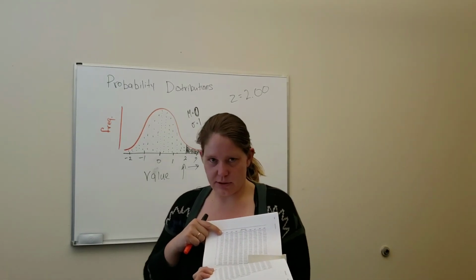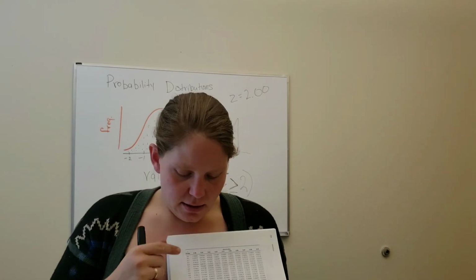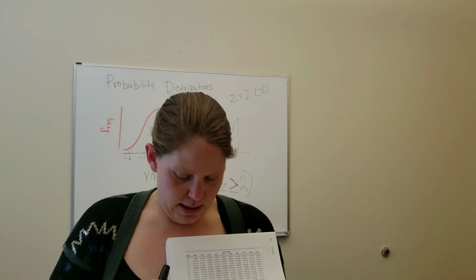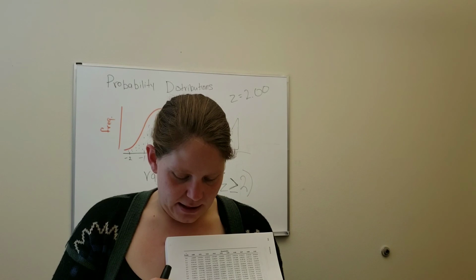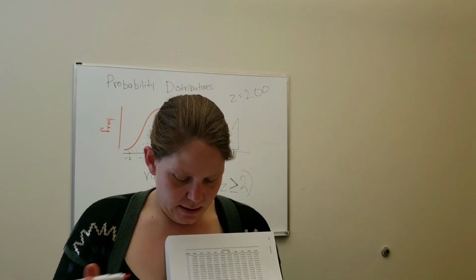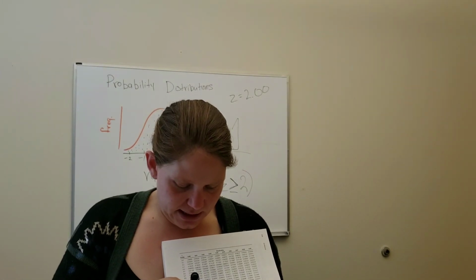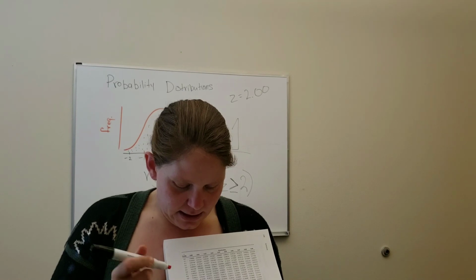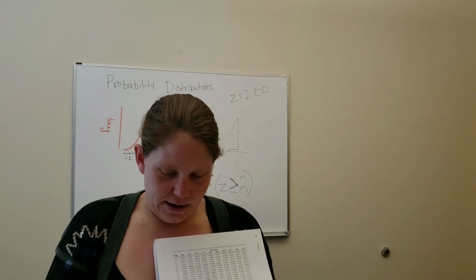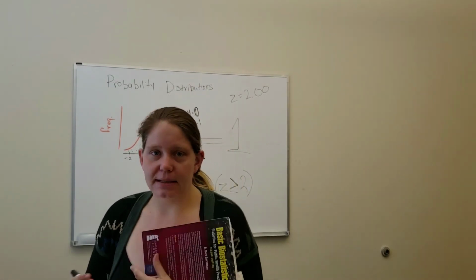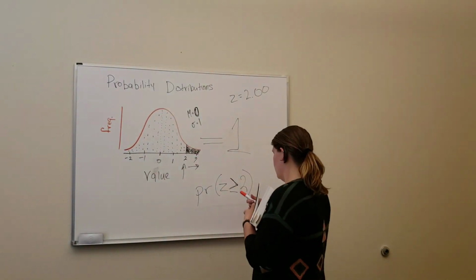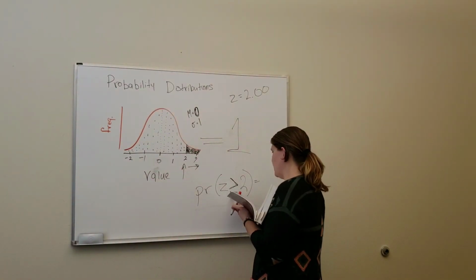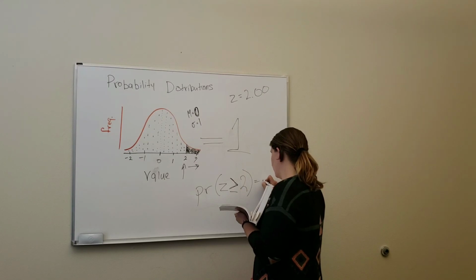I'm going to step a little closer. Hopefully you guys can see. 2.0, this is the 0 column, and then we can find the number right here. I'm going to read it upside down. 0.04550. So that's the probability of obtaining a z-score equal to 2 or greater.